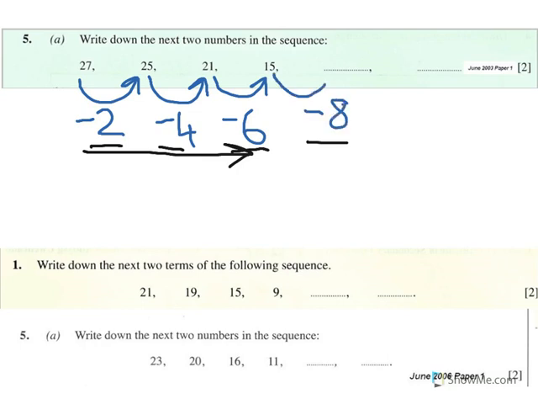So to get from the fourth term to the fifth term, which is one of the answers we want, we've got to take away 8, so that'll be 7. To get to the next and final part of the answer, we've got to take away 10. Minus 2, minus 4, minus 6, minus 8, minus 10, which will give us minus 3.